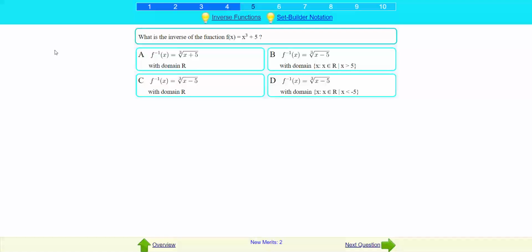Next is that we've got y equals x cubed plus 5. Now x to the power of 3 plus 5, if you solve for it, y minus 5 equals x to the power of 3. And then, if you need to solve for this, you need to introduce that x to the power of n equals the nth root of x.